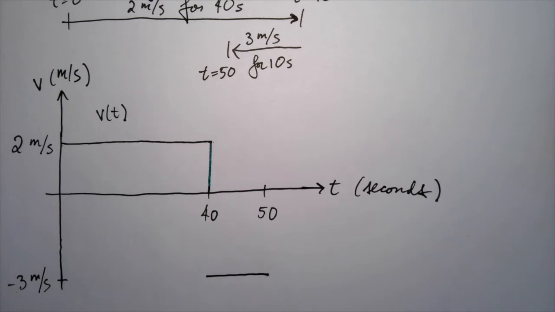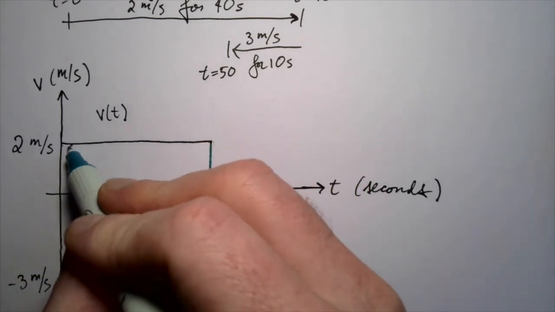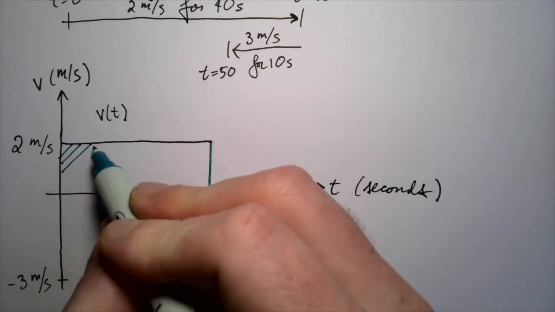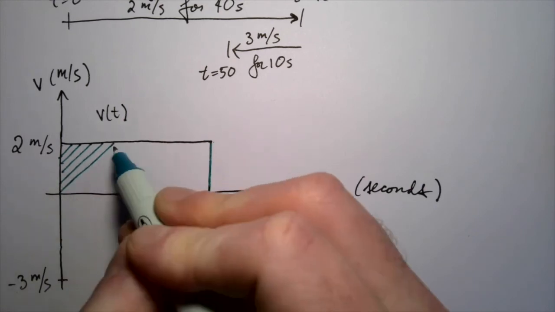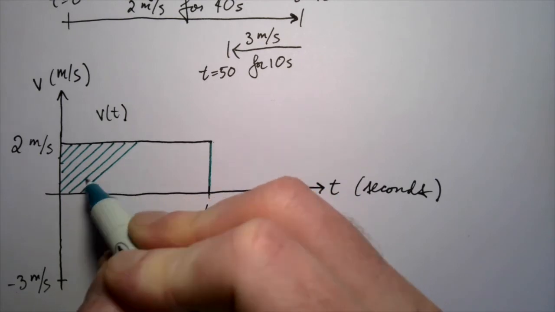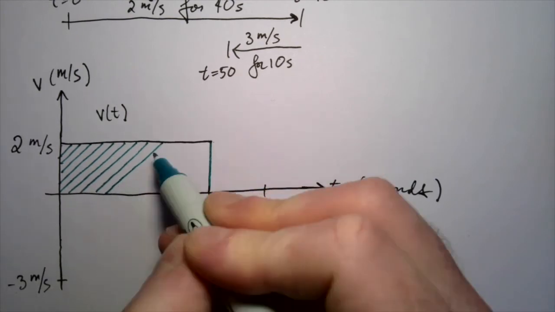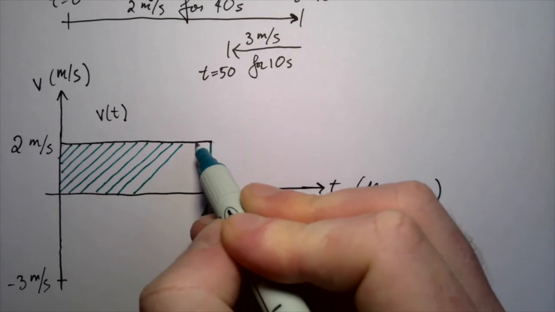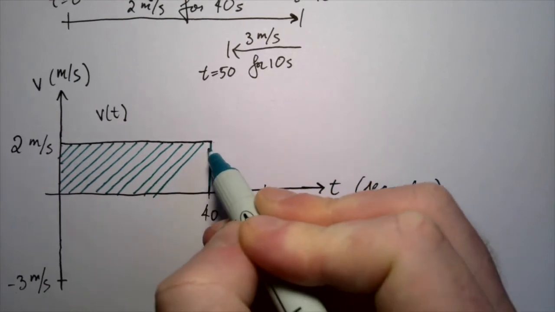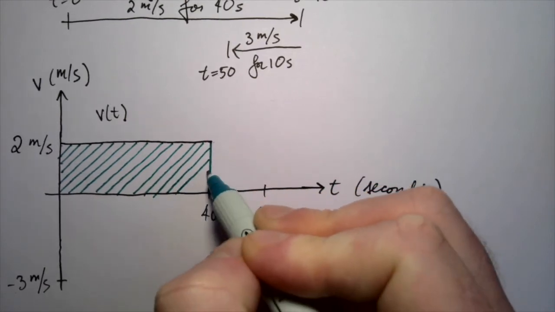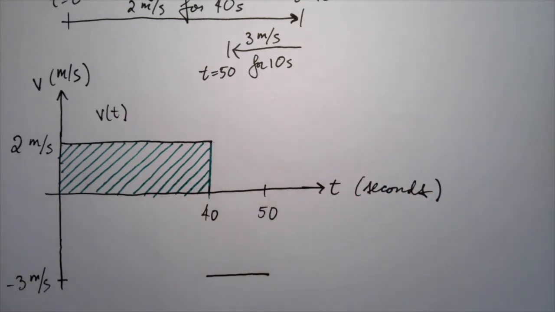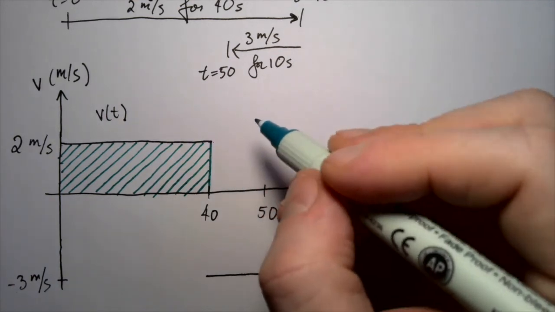How far did I go in the first 40 seconds? Well, my rate of change is 2 meters per second, and it took me 40 seconds to go that distance. So over 40 seconds at 2 meters per second, I'll get 2 times 40. That's 80 total meters. And here's the crucial moment. Notice that 80 is exactly the area of this rectangle, right? The base is 40, and the height is 2. 2 times 40 is the area of that rectangle.